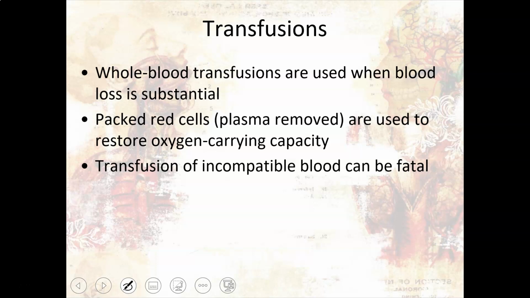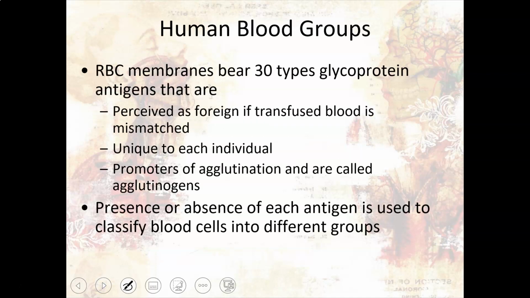Transfusion of somebody's blood is tricky because you need it to match. Now we get into this area of blood typing. So, how does this work? Well, on your red blood cells, there are at least 30 types of antigen. Now, an antigen is something that cells or chemicals, products of your immune system can bind to.